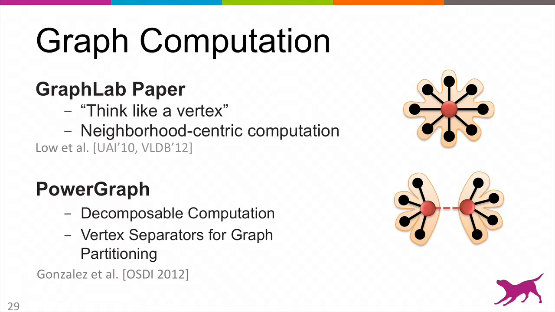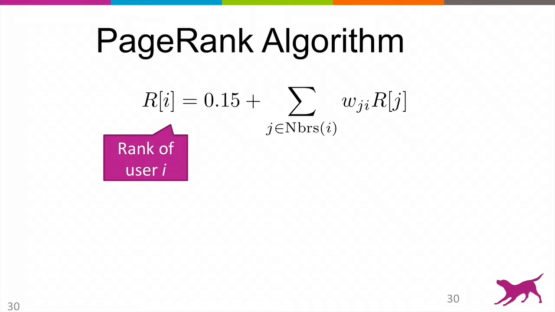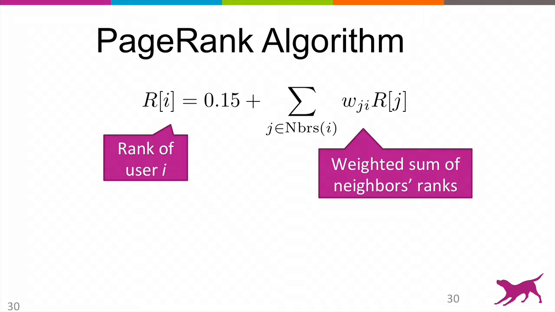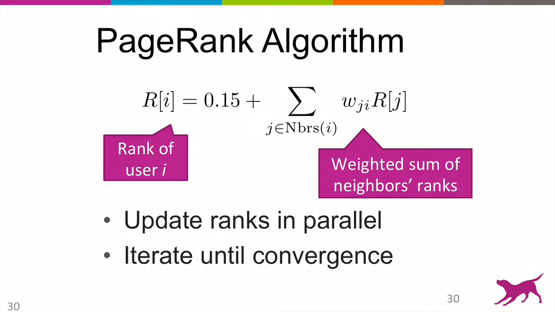Right? And then we took it distributed in PowerGraph with new ideas for how to decompose this computation further for distributed to work well for power law graphs, and how to cut vertices, how to partition the graph well for distributed computation. So we're going to use PageRank as an example here because it's simple and it's easy to explain the abstractions in the context of it. The PageRank is not very complicated. The rank of a particular user is essentially a weighted sum of my neighbors' PageRank. Okay, and we update everything in parallel until convergence.